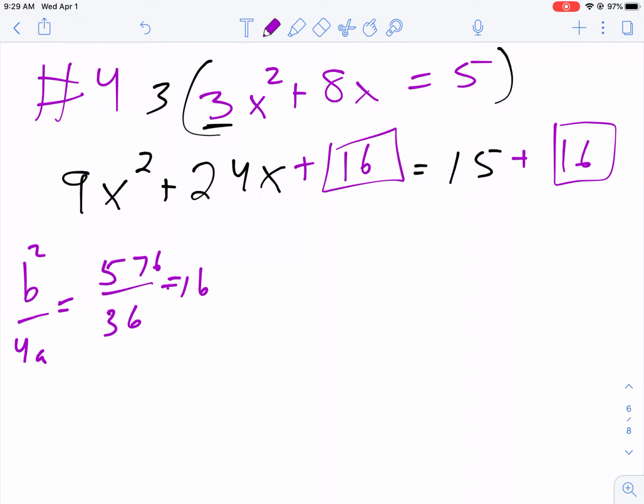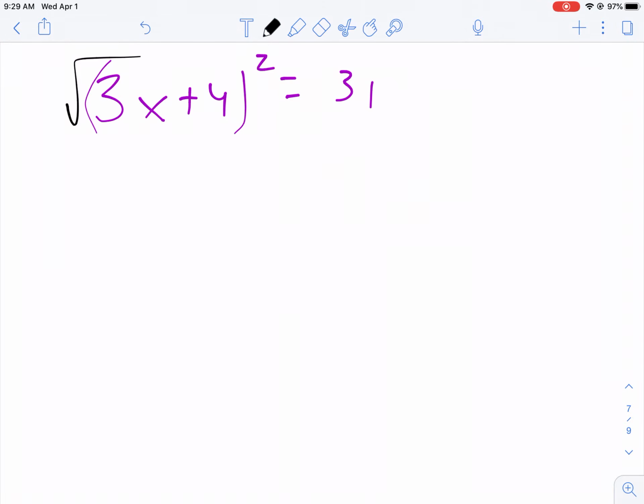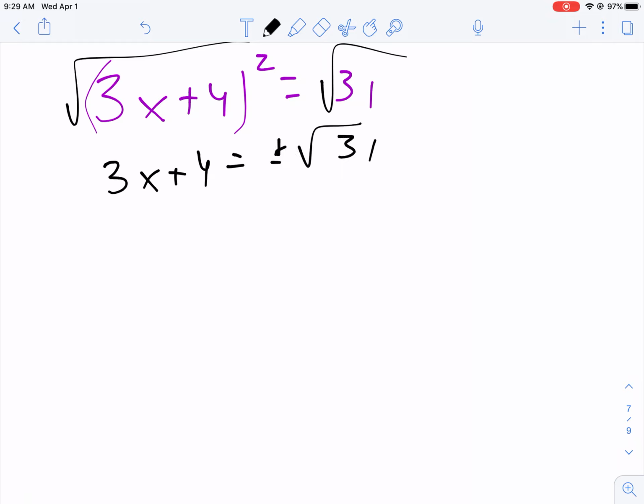So that was completing the square. Now 15 plus 16 is 31. And then we know that this is a perfect square trinomial. They're both positive. So we're going to have 3x plus 4 squared equals 31. So now we're going to solve it like we've been doing. Take the square root of both sides. So now we're left with 3x plus 4 equals the positive and negative square root of 31. So we're going to write this out into two equations.